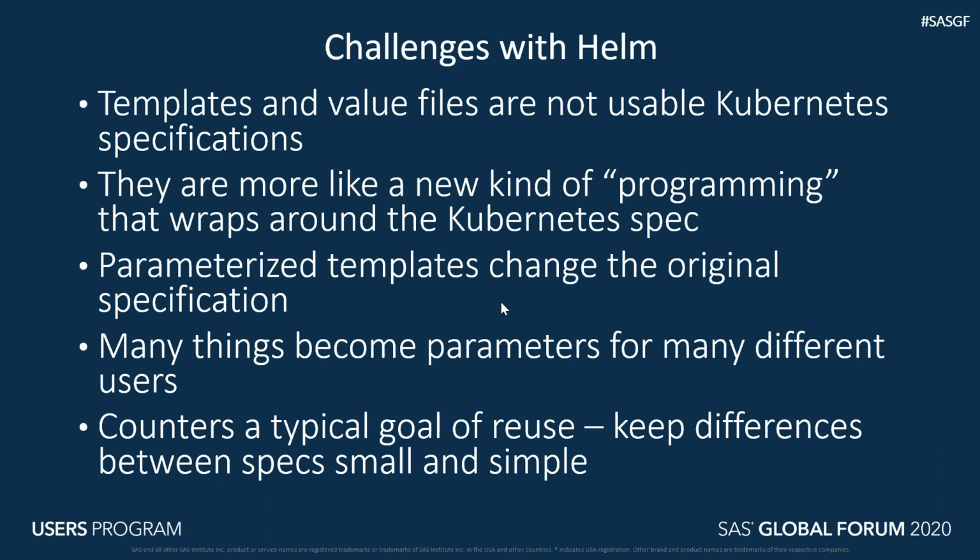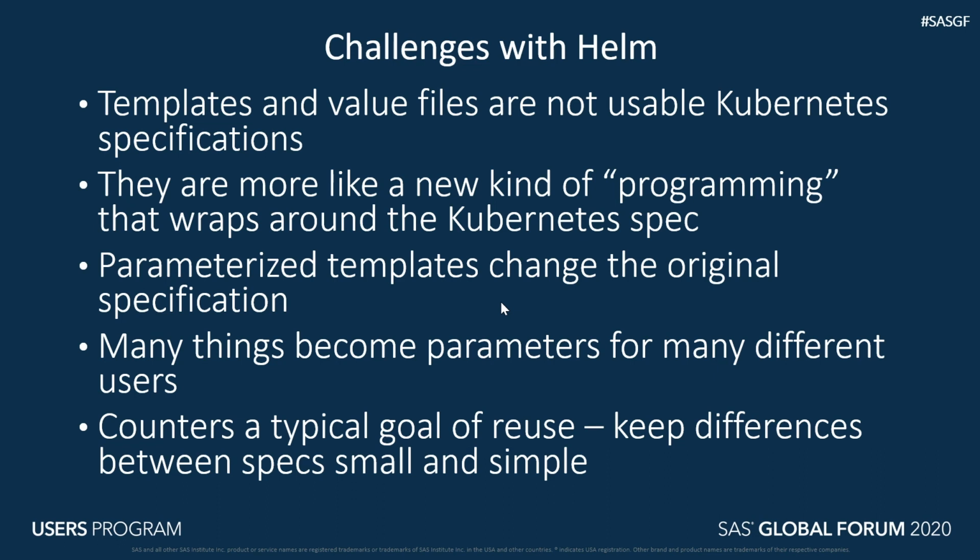Parameterized templates change the original specification. So they modify the original stuff we have out there. And many things become parameters for many different users. So you start building up this kind of overhead with Helm of trying to have a sort of programming around the spec, trying to have the placeholders. It can get very complex very quickly, and it can be challenging to do things even like making sense out of a simple YAML file, trying to read through it, when there are too many parameters.